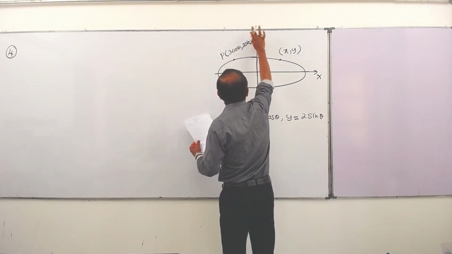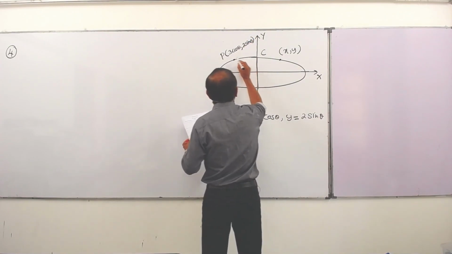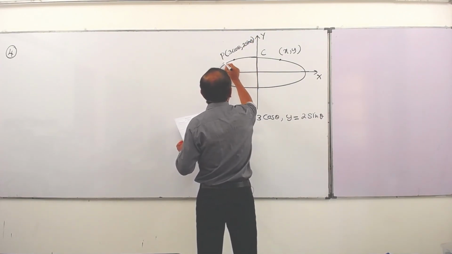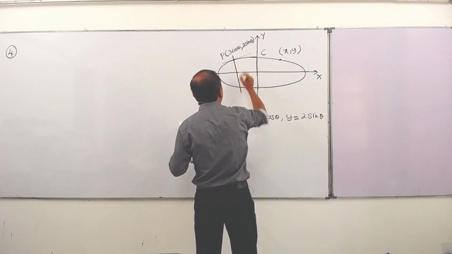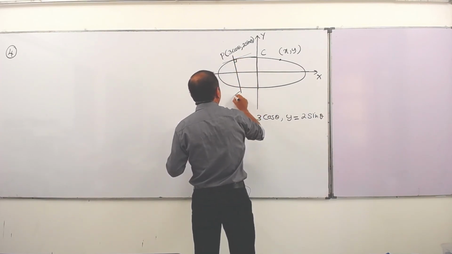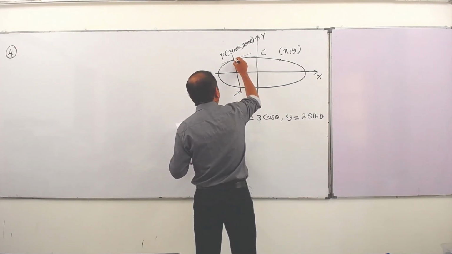Here a perpendicular is drawn to this ellipse at P. This is the tangent, and the perpendicular is this. The equation of this is what they are asking, so we will first find it.